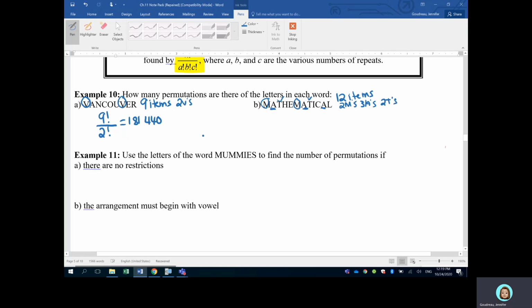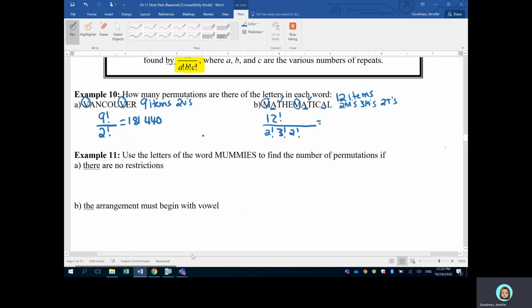So to start, I start with the 12 items. We are arranging all 12 of them, and we have no restrictions. So there are 12 factorial ways of arranging those 12 items. However, we need to divide by 2 factorial, which represents the rearranging of our M's. I also need to divide by 3 factorial, the rearranging of the A's, and 2 factorial, the rearranging of the T's, because rearranging those letters does not create a new permutation because they are identical.